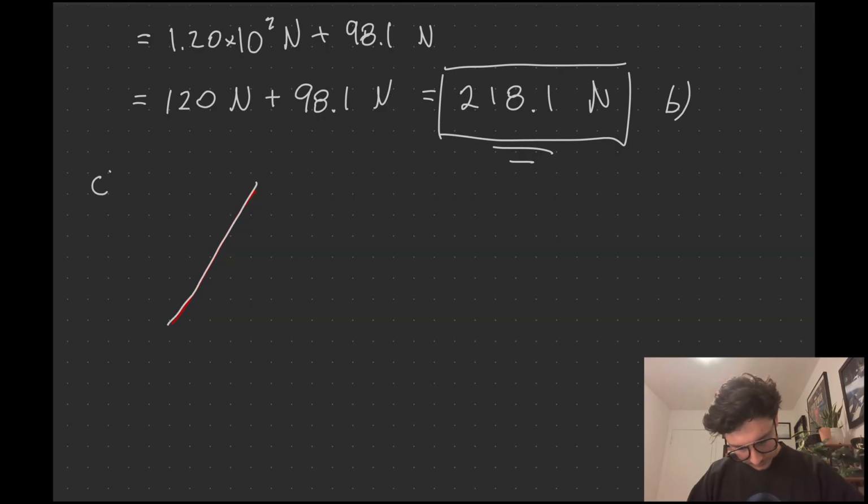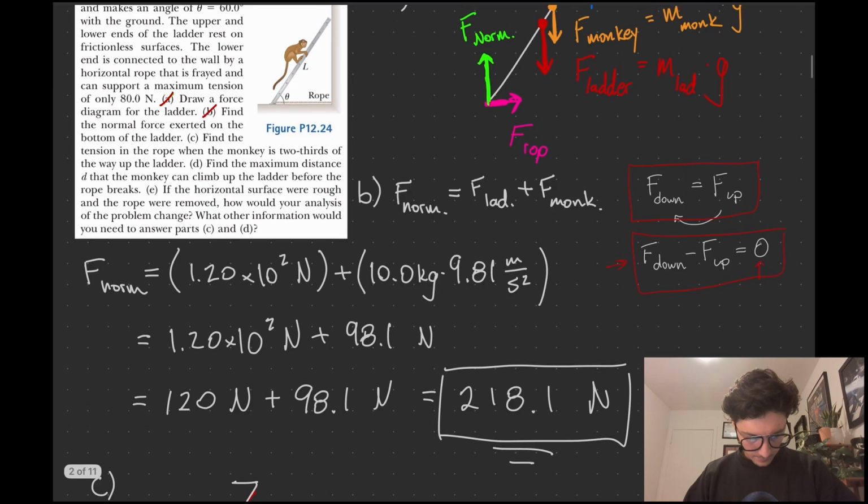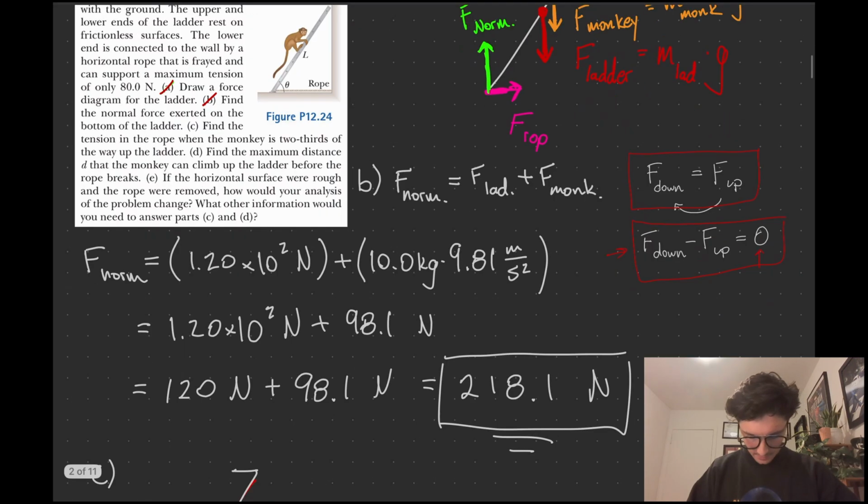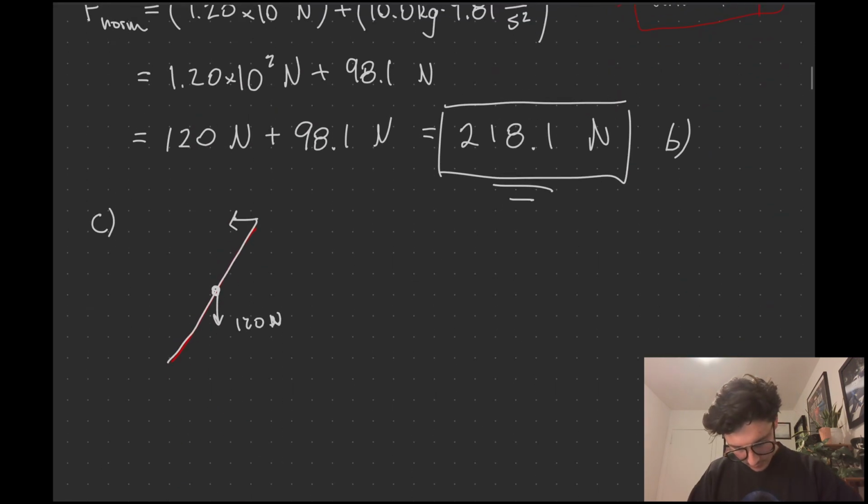This is part C. And we have the force of the ladder, which is 120 newtons. Right, we have the force, and what are we looking for? Find the tension in the rope when the monkey is 2/3 the way up the ladder. Ooh, this is going to be tough. Here we have F wall, right? Here we have F rope. F rope is what we're looking for.